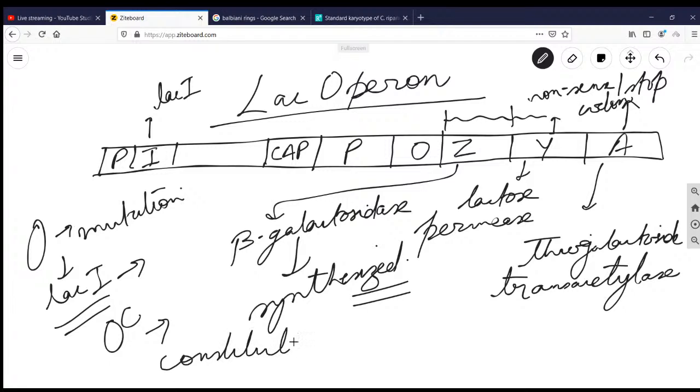Constitutive means always. Constitutive expression of lac operon, because lac-I can never bind, so it will never be able to inhibit the transcription. Okay.